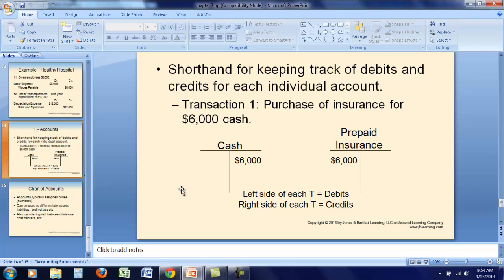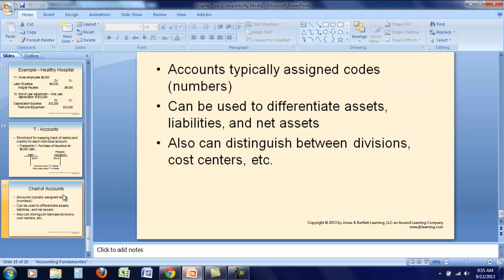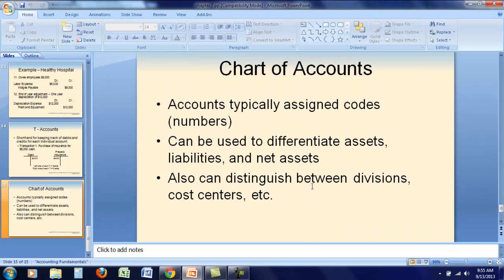So what we have is a chart of accounts. That's really where you keep your information, right? You don't just have T accounts. So my cash account could be account 1000. They're normally assigned codes and numbers. My accounts receivable could be 1100, and like that.